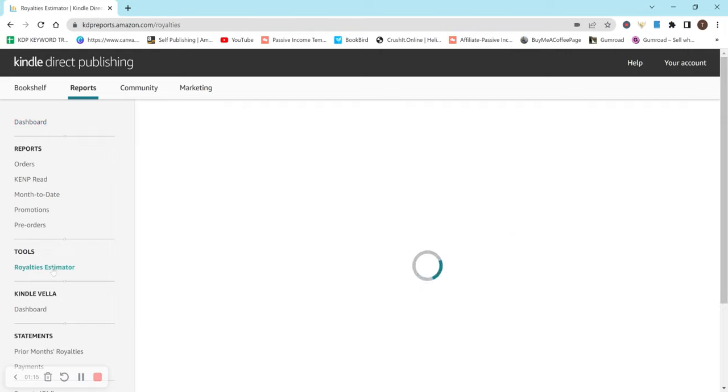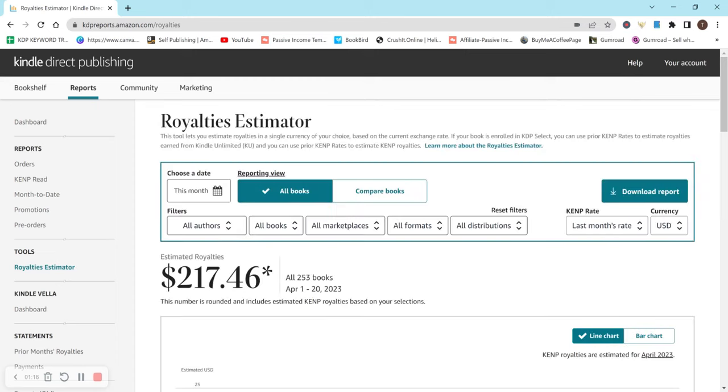So let me go to my royalties estimator, and units sold doesn't always equal the same number in royalties. If I sell 10 books, that can make me $10, or it can make me $20, $30, $40, etc. Somebody who sells 1,000 books a month is probably going to make a different amount of money than another person that sells 1,000 books a month, because the amount of royalties you set for your books are going to vary from person to person.